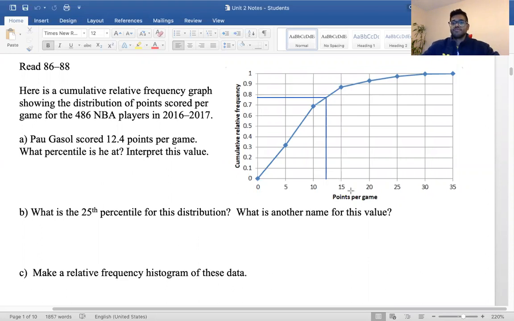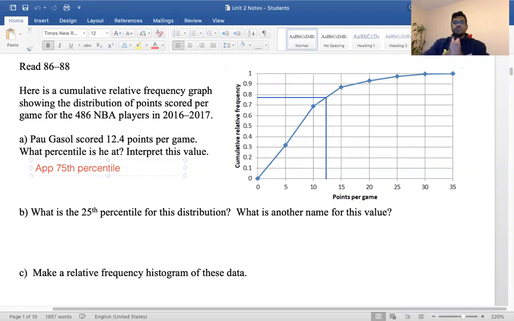Okay. So now this value here on the graph represents 12.4 points per game. If I drop it down, you get to about 12.4 points per game. And if I bring it over, it's going to equate to about 75%. I mean, we're estimating here, so it doesn't have to be exact. But 75, 78, depending on how you drew your line. But I'm going to say this is approximately the 75th percentile.